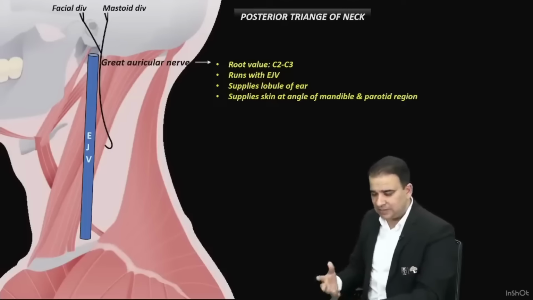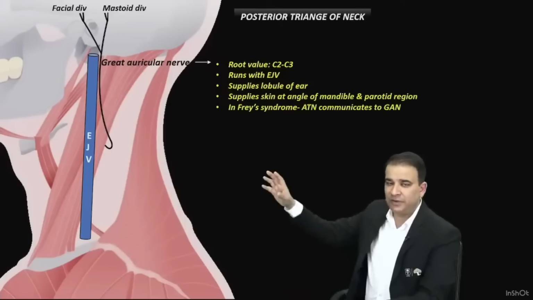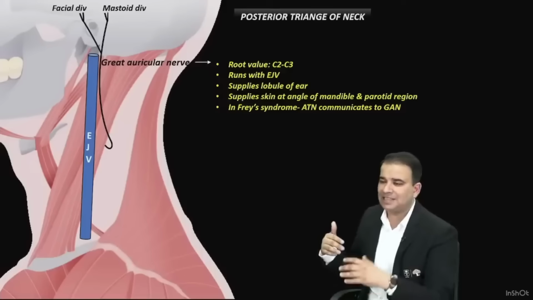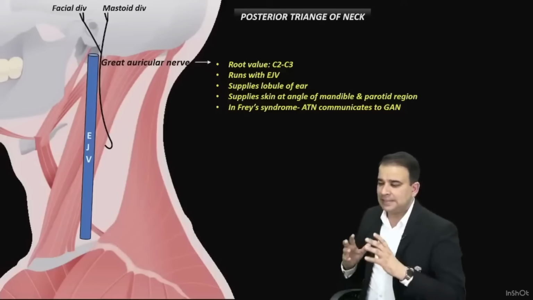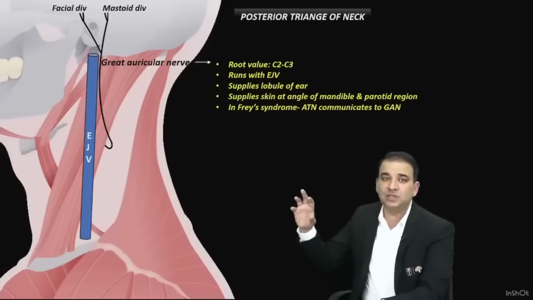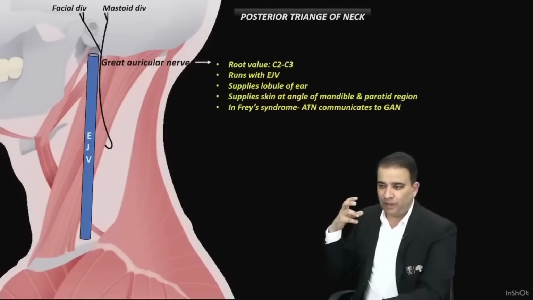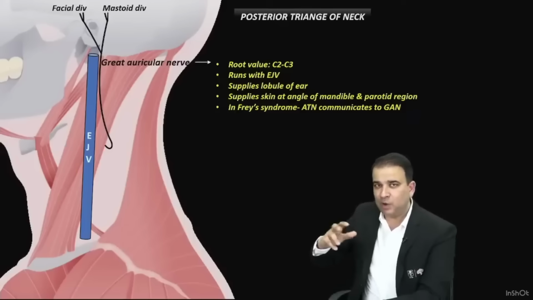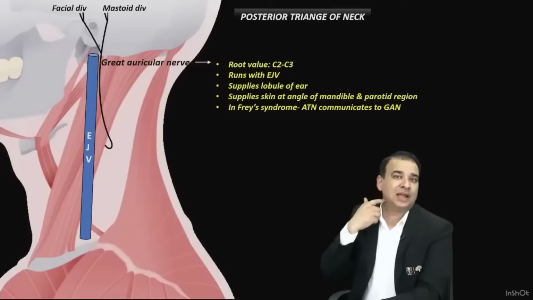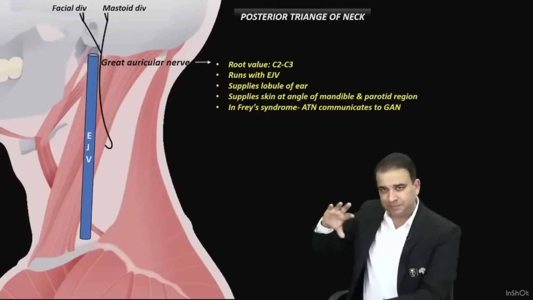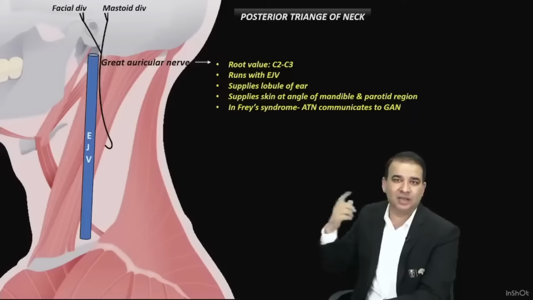Now, in Frey syndrome, you must have read about this nerve here. In Frey syndrome, when the auriculotemporal nerve regenerates, the parasympathetic branches of the auriculotemporal nerve communicate with the great auricular nerve. So your brainstem will give the stimulation to the parotid gland, but along with the parotid gland, the sweat glands in this area also get stimulated, and you will see sweating in this area. That is because of the faulty fusion of the auriculotemporal nerve with the great auricular nerve in that area.